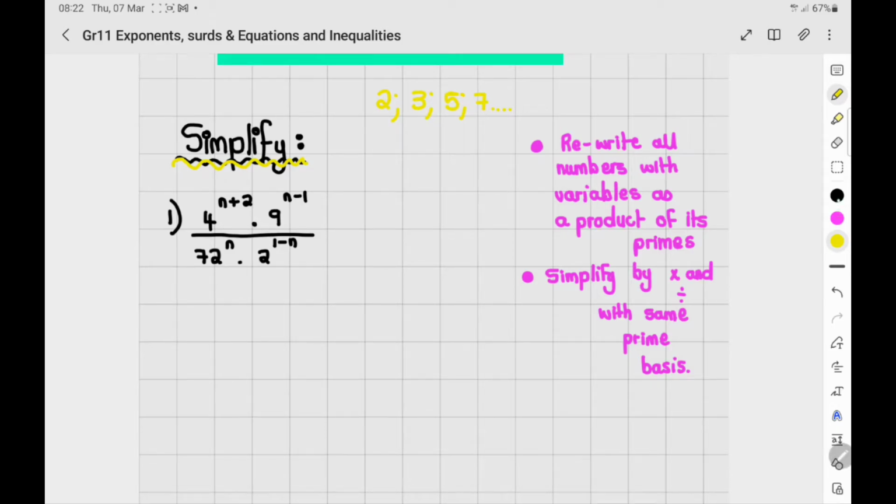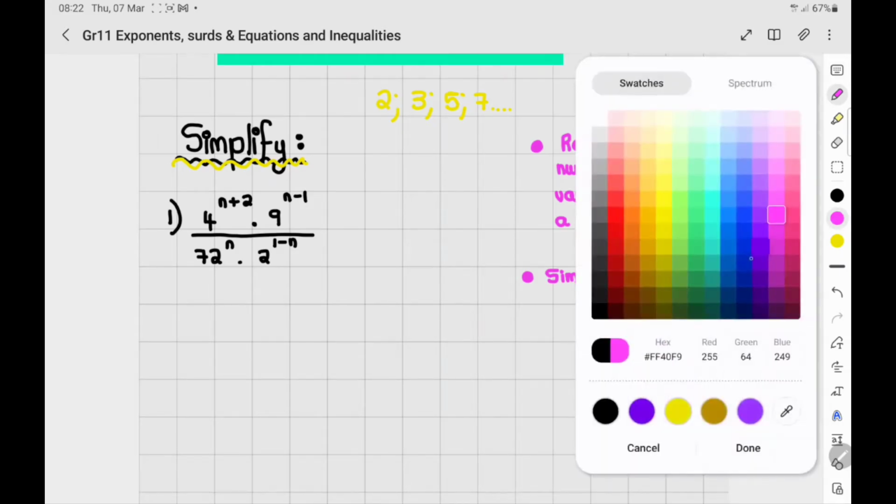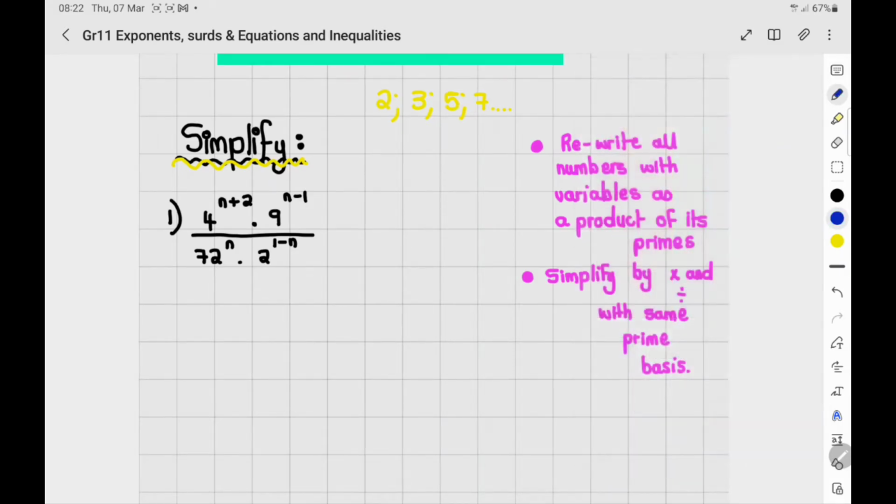Okay, so let's quickly have a look. We want to, let me just get a different color here. We want to simplify this. All right. So we're going to look at every base that is not a prime number, and we want to break those down into a product of its primes. Okay. The 4 is easy to see. We know that it's 2 to the power 2. That 2 gets raised up and it multiplies with the n and the 2.